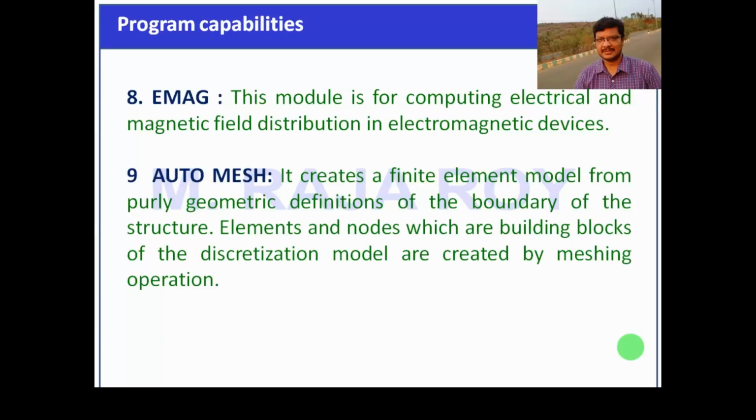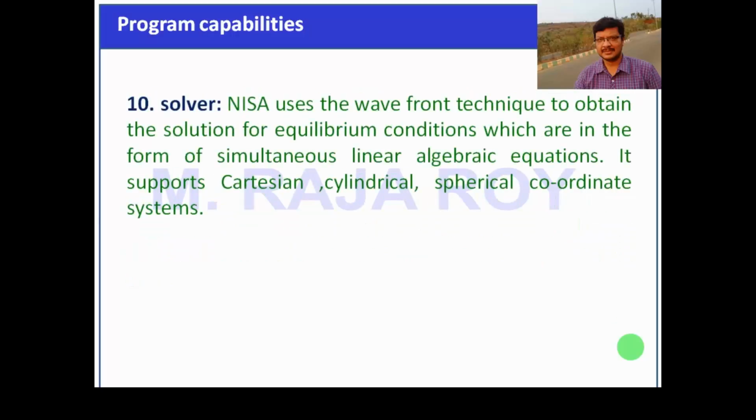EMAG module is for computing electrical and magnetic field distribution in electromagnetic devices. Auto Mesh creates a finite element model from purely geometric definitions of the boundary of the structure. Elements and nodes, which are the building blocks of the discretization model, are created by the meshing operation. Solver: NISA uses the wavefront technique to obtain the solution for equilibrium conditions, which are in the form of simultaneous linear algebraic equations. It supports Cartesian, cylindrical, and spherical coordinate systems.